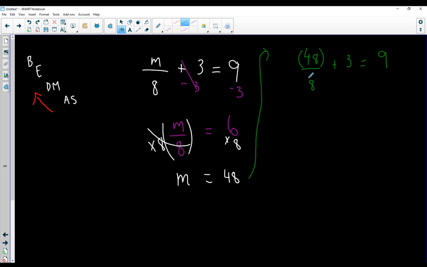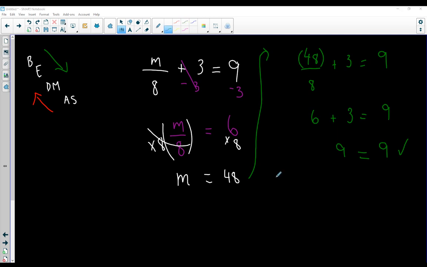48 divided by 8. Again, now we're working this way with our BEDMAS rules. We're doing the division first. 48 divided by 8 is 6. Then we do the balance of the equation. 6 add 3 is 9. Equals 9. My left side equals my right side. I am good to go.